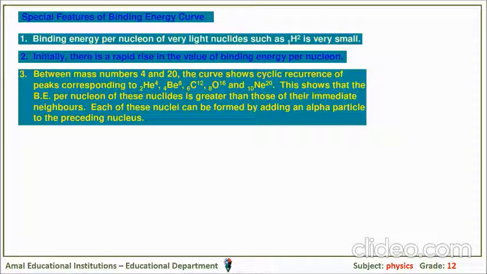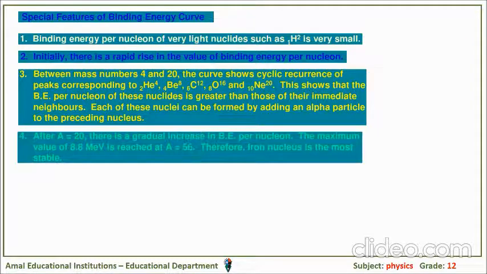Each of these nuclei can be formed by adding an alpha particle to the preceding nucleus. After A equals 20, there is a gradual increase in the binding energy per nucleon. The maximum value of 8.8 mega electron volt is reached at A equals 56. Therefore, the iron nucleus is the most stable nucleus.